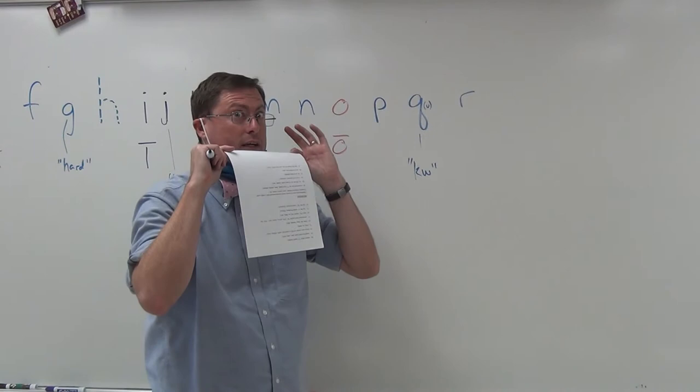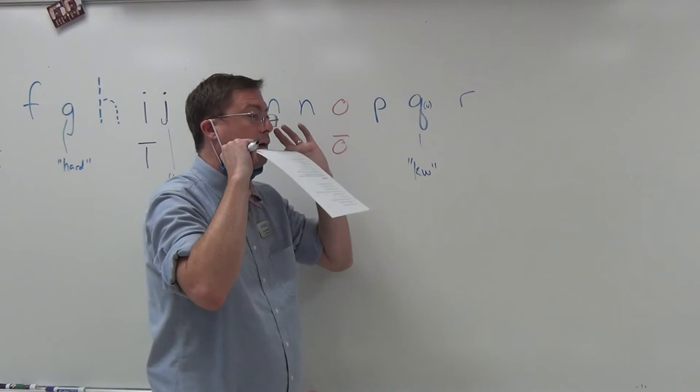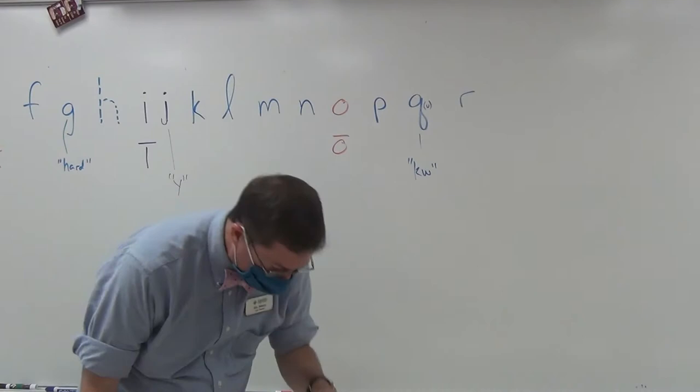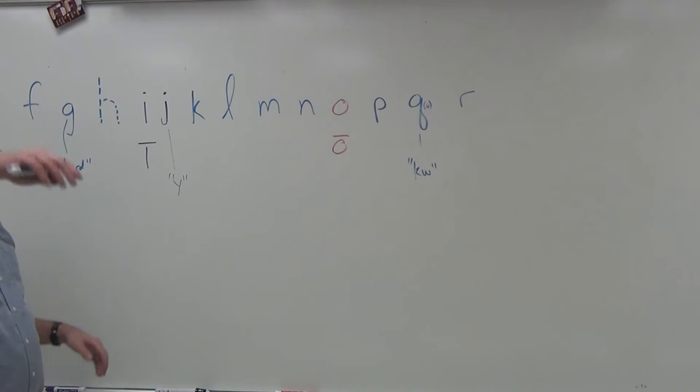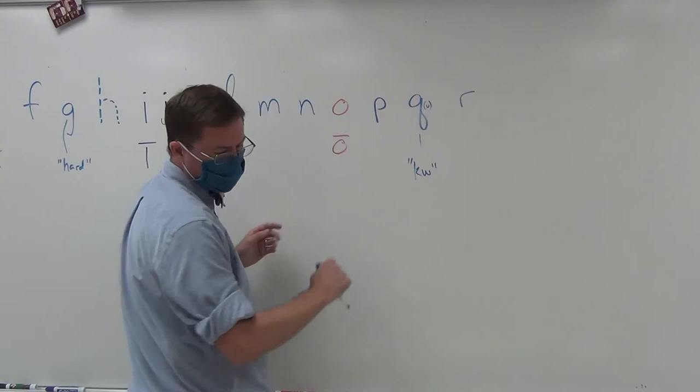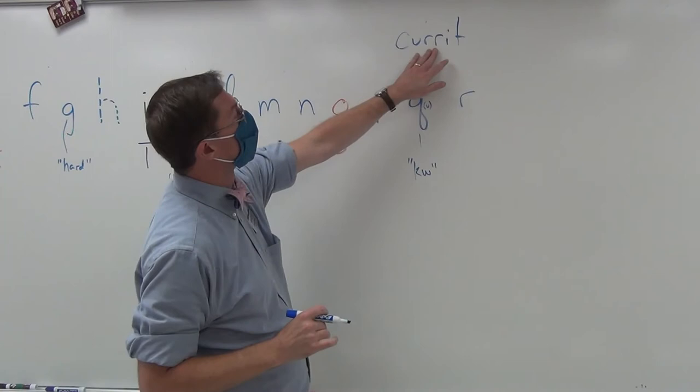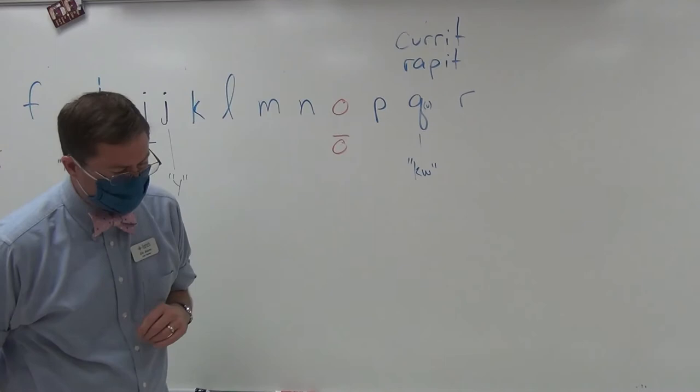So, let's see if I'm right. It's called Bernoulli's principle. And there it is again. And so, much like the paper, your tongue should be allowed that the air flow above it, causing it to flutter. So, again, and so examples of this would be words like currit, currit, or rapid, rapid, an R sound.